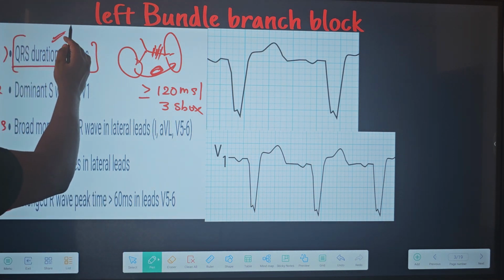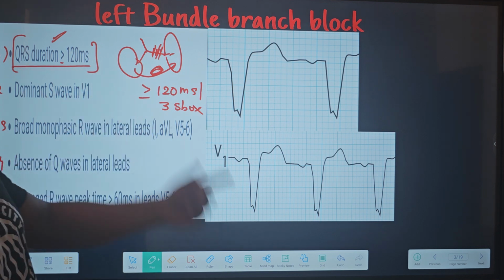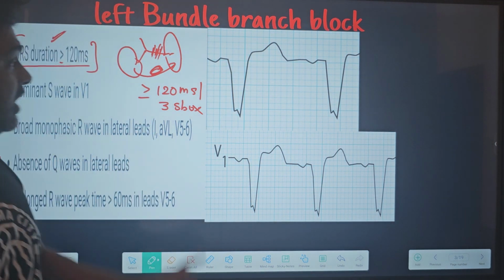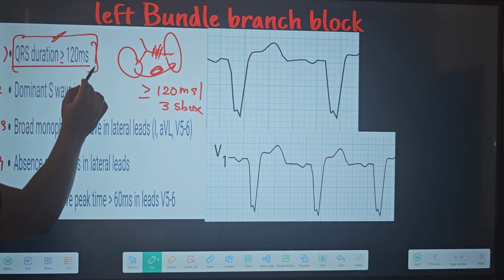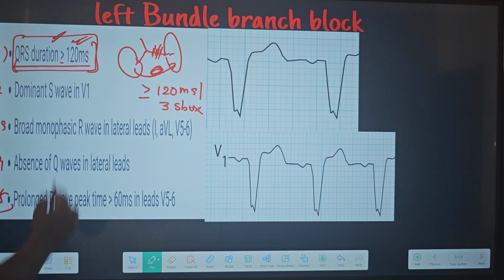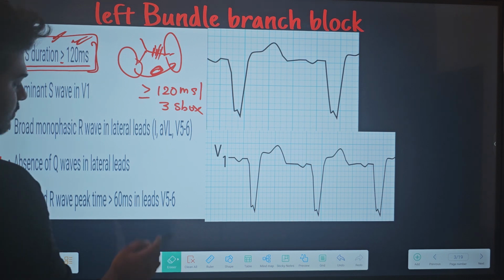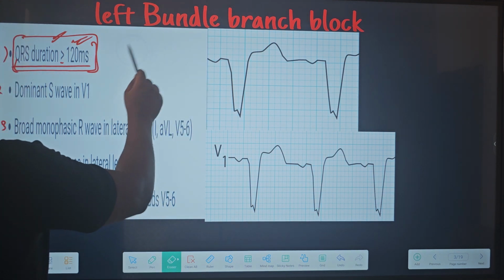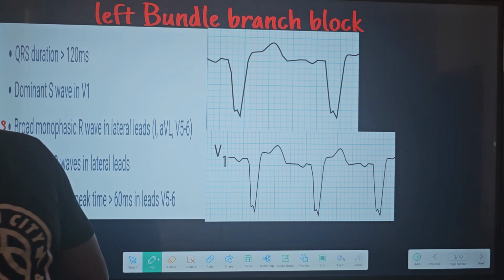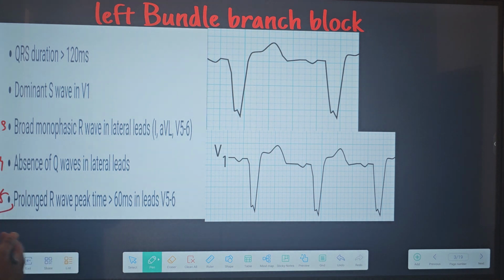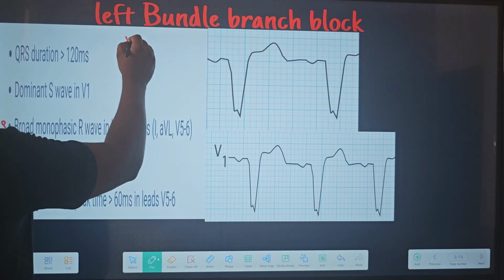And this is the only common criteria which will also be seen in right bundle branch block. The same concept will be applied. In right bundle branch block also, the QRS duration will be more than 120 millisecond. So after knowing this, the first point is QRS duration should be equal to or more than 120 millisecond. Second point, we have to see lead V1.